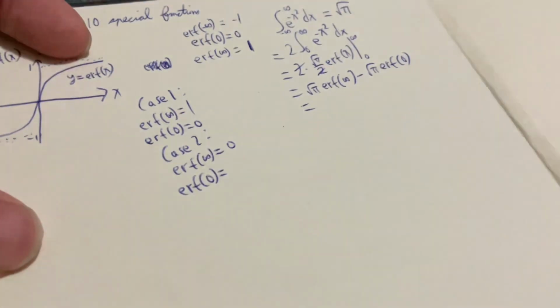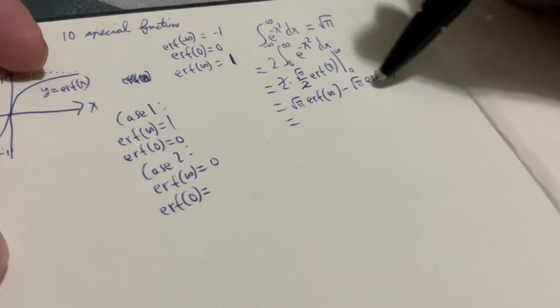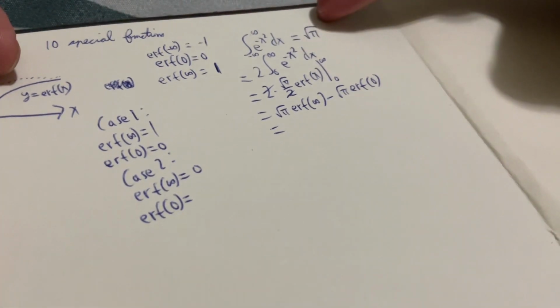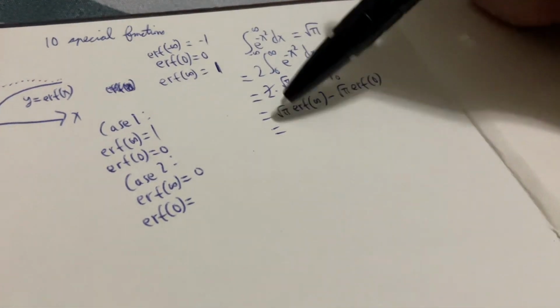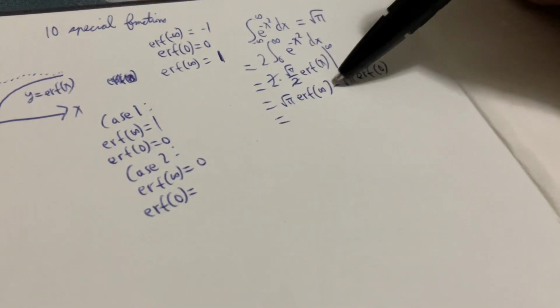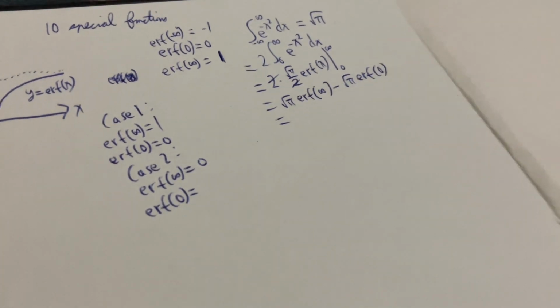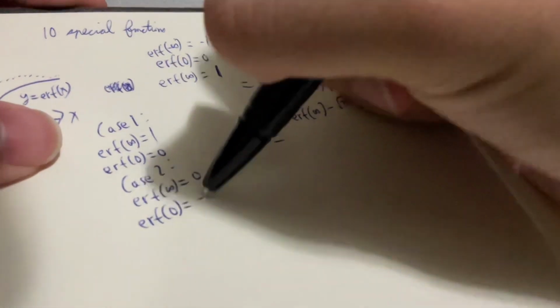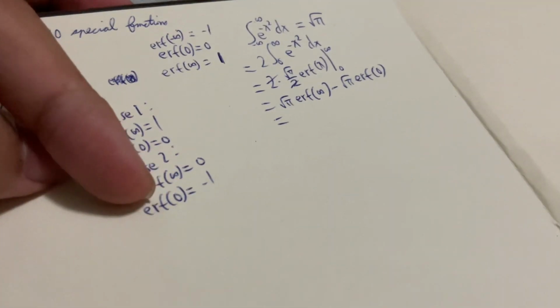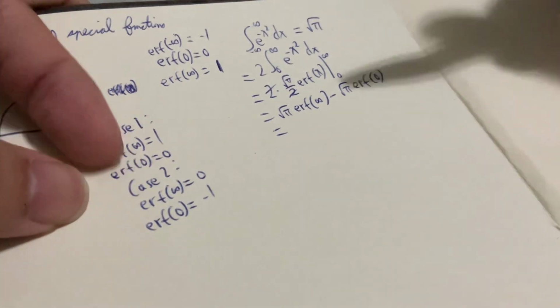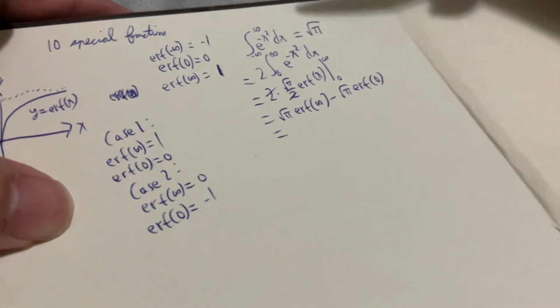And then, what's erf of 0 gotta be? We want this to be equal to, we want a square root of pi here, but we assume that erf of infinity is equal to 0, so this is 0, and then negative square root of pi times something. erf of 0 has got to be negative 1, right? Because erf of 0, assume this is equal to negative 1, so negative and negative they become positive. So this is just the answer to this Gaussian integral.